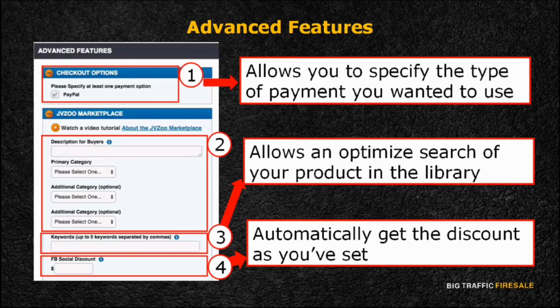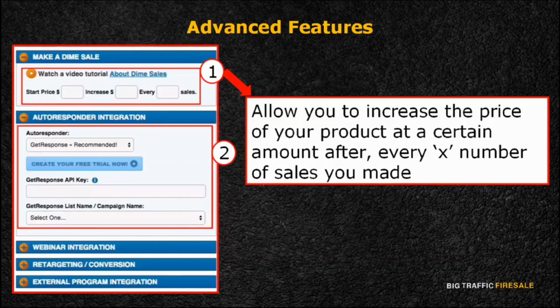Additionally, if you want to give your customers a discount for sharing your products on Facebook, you may do so in the FB Social Discount. The amount is entirely up to you. The customers that share this will automatically get the discount as set by JVZoo. In the Make a Dime sale box, this option will allow you to increase the price of your product at a certain amount after every X number of sales you make.